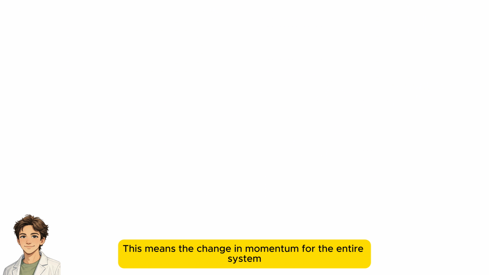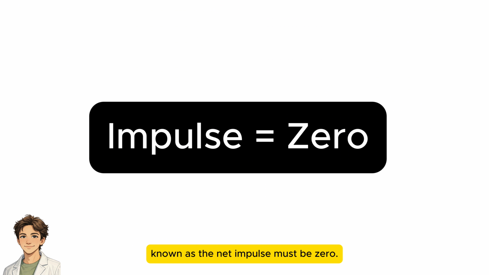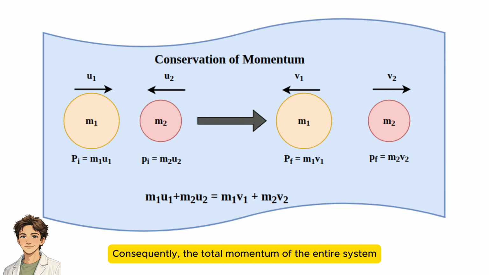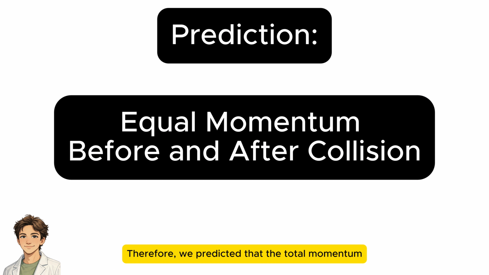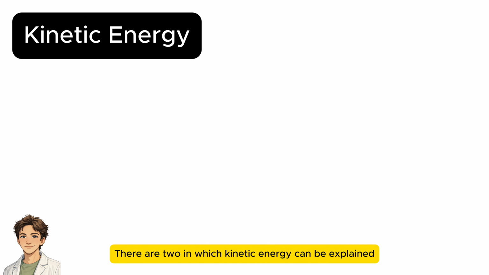This means the change in momentum for the entire system, known as the net impulse, must be zero. Consequently, the total momentum of the entire system must be conserved. This conservation law holds true universally. Therefore, we predicted that the total momentum before and after the collision would be theoretically identical for all three of our experimental trials. There are two cases in which kinetic energy can be explained.